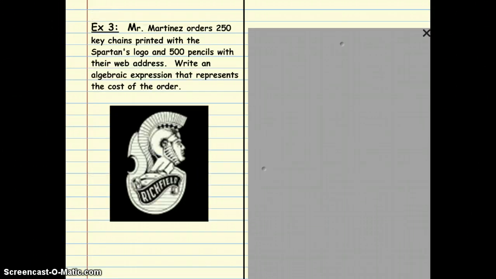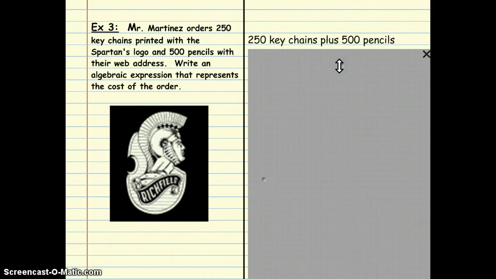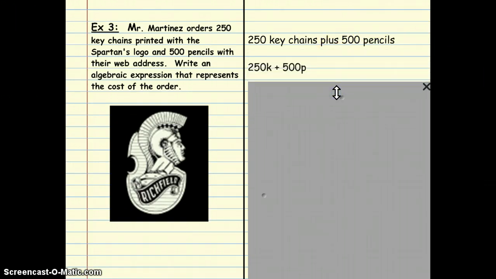Alright, example number 3. Mr. Martinez orders 250 keychains printed with the Spartans logo and 500 pencils with their web address. We're going to write an algebraic expression that represents the cost of the order. Well, the order says we've got 250 keychains and 500 pencils. So if I write that out, we've got 250 keychains plus 500 pencils. So if I put this into an algebraic expression, I need to use some variables. So I'm going to use k for keychains, I'm going to use p for pencils, and obviously plus means to add. So my expression is going to be 250k plus 500p.